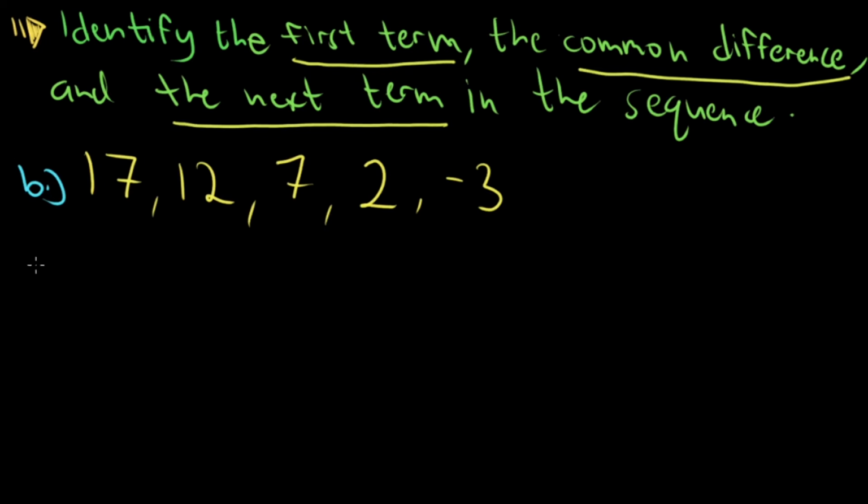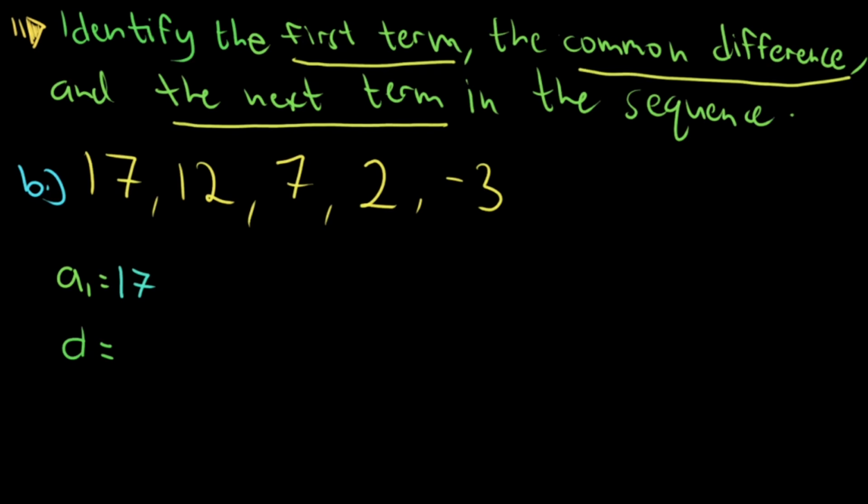Let's start with the first term. Dahil yun naman yung pinakamadali, si a sub 1 ay palaging yung nauunang sinusulat, which is in this example's case, the 17. Next, let's look at the common difference. Let's denote that as D.